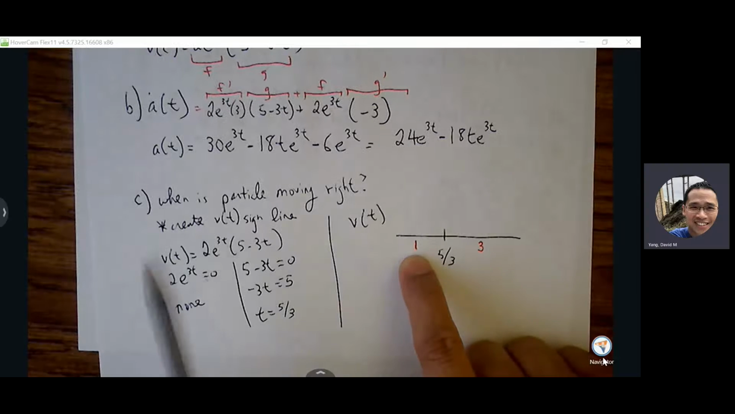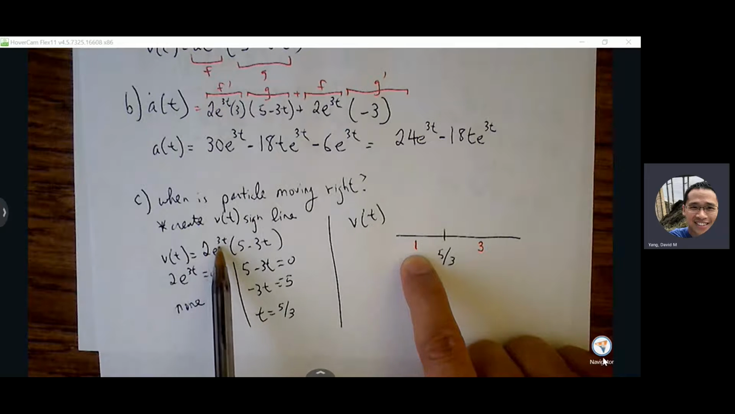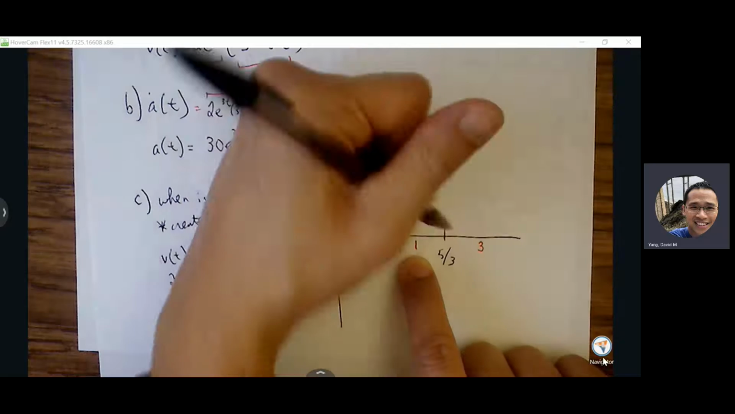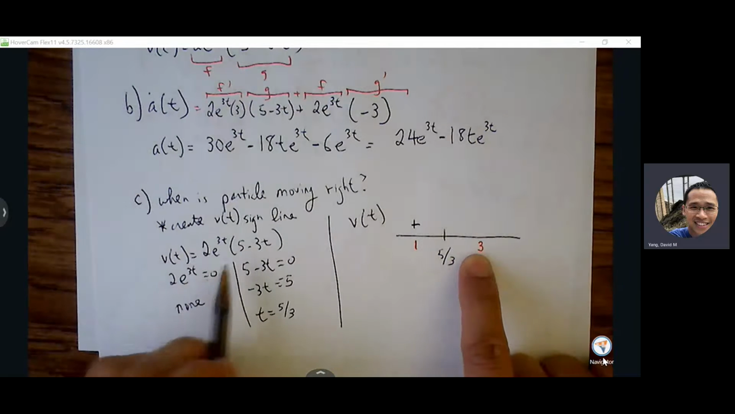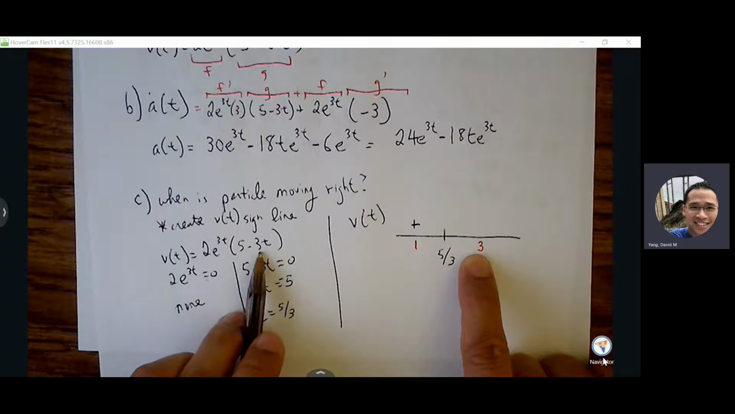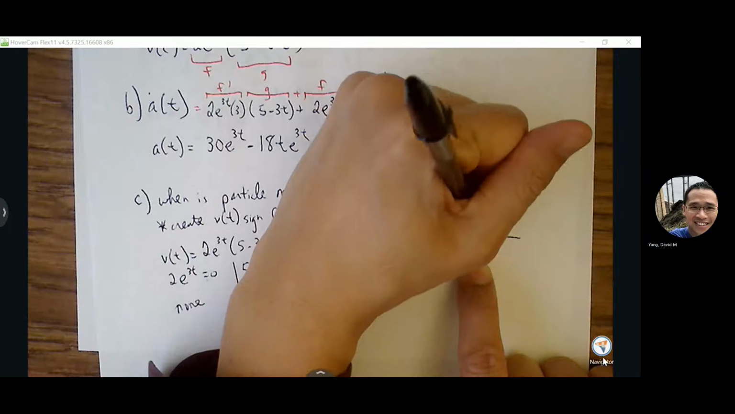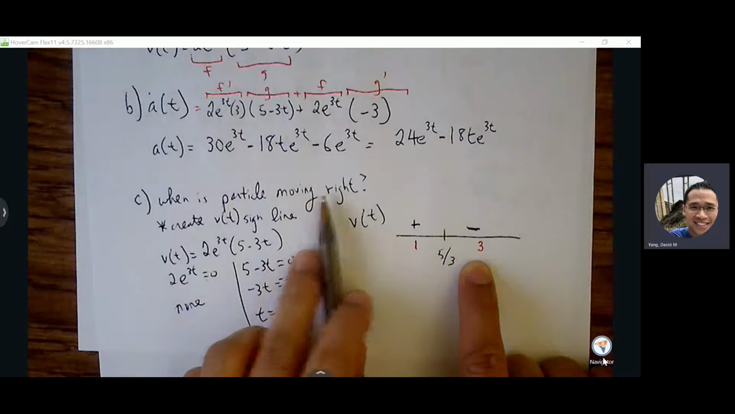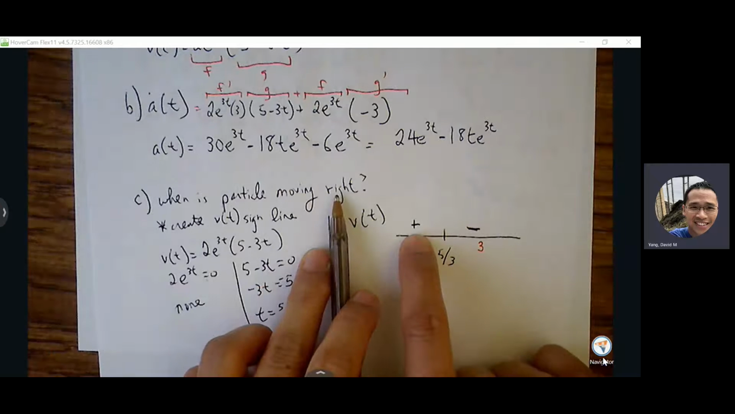Okay, plug 1 into the velocity function. 2 times e to the 3, that's positive. 5 minus 3, that's positive. Positive, positive, positive. Plug 3 in. 2 times e to the 9, that's positive. 5 minus 9 is negative. So moving right is going to be where positive velocity occurs.